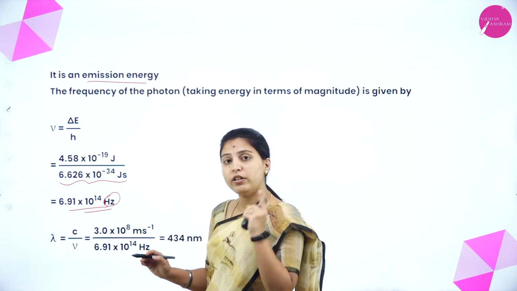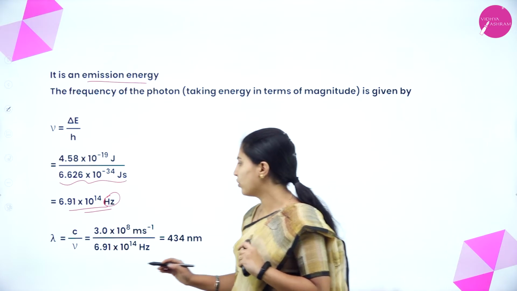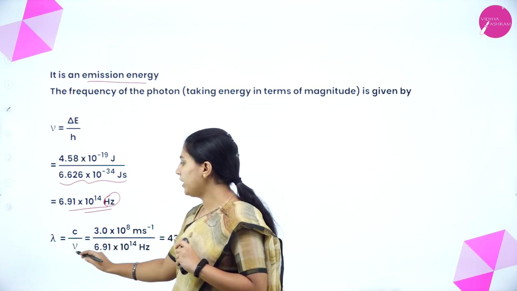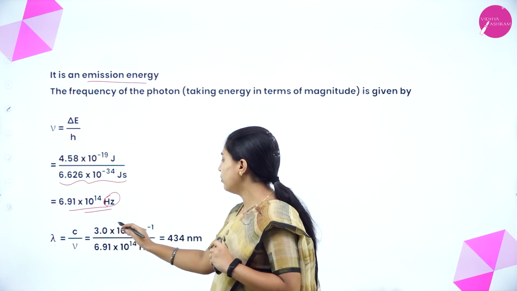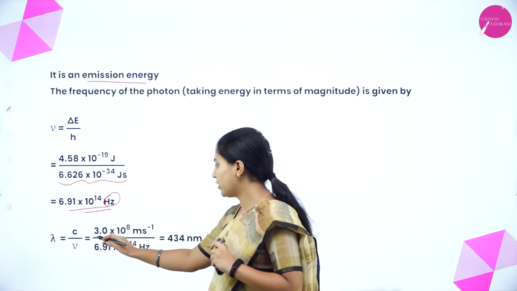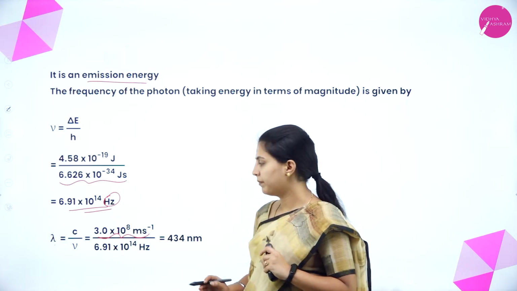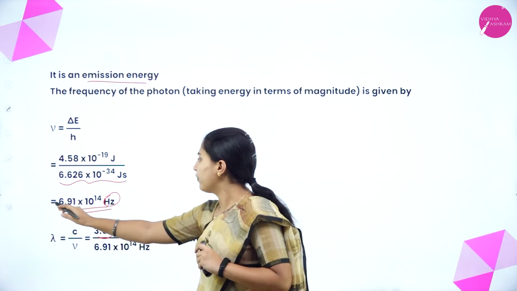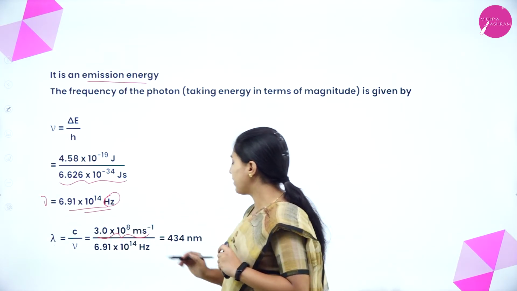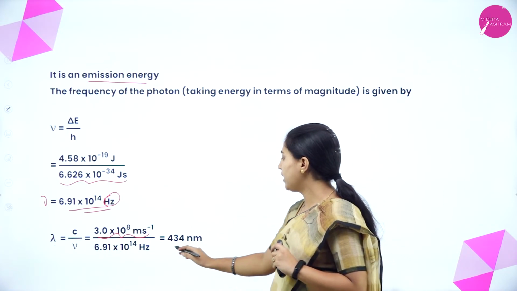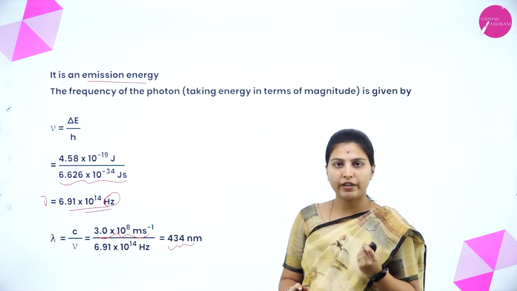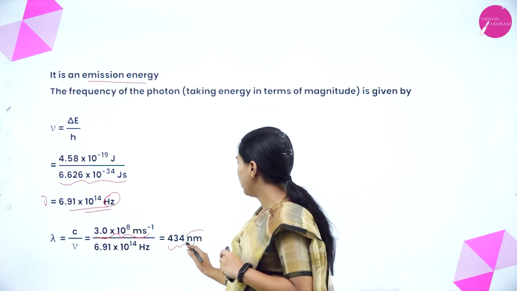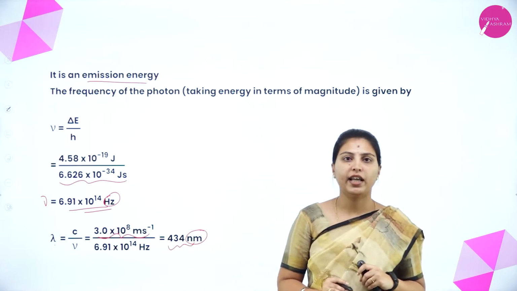Later they told us to find out the wavelength also. Wavelength is C by nu. This is 3 into 10 to the power of 8, the constant for velocity of light, divided by the frequency we got here. Those things we have substituted here, and we will get 434 nanometer. Wavelength we should write in terms of nanometer.